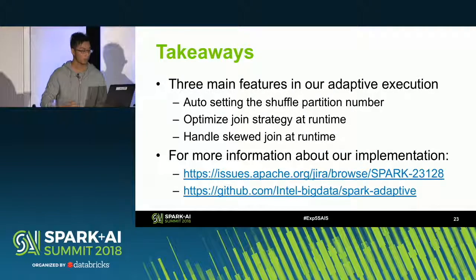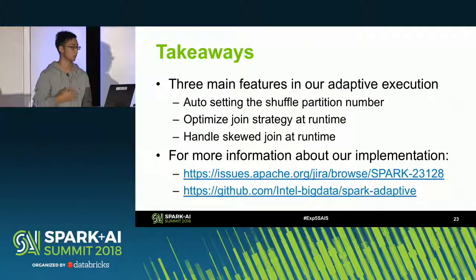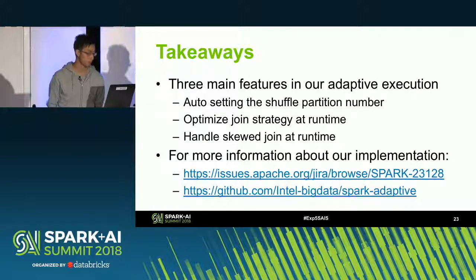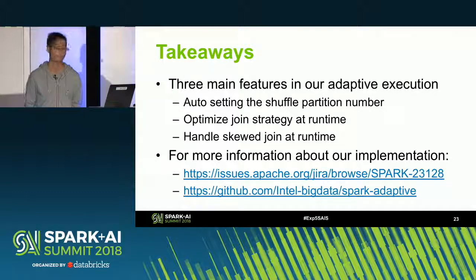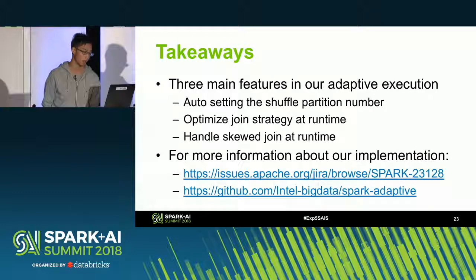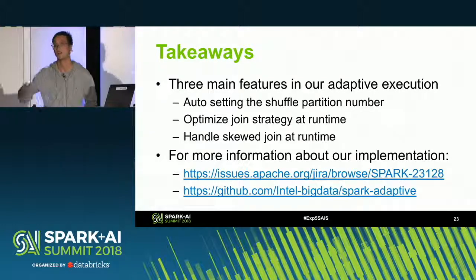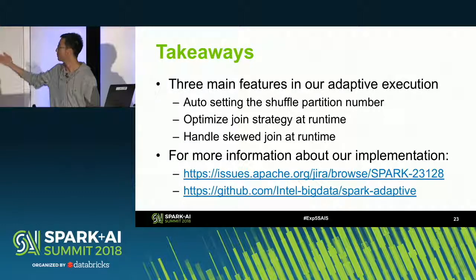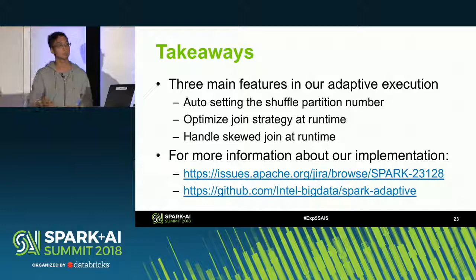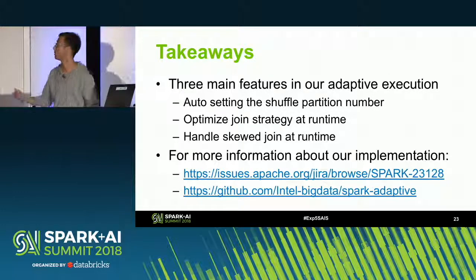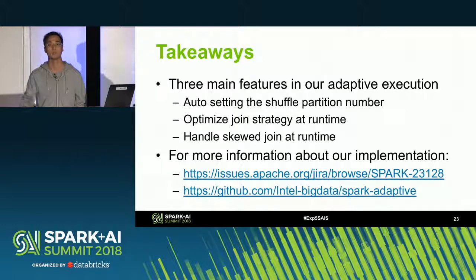So all of the work by Carson and me is now open sourced, and we also gave some pull requests to the current Spark master, and the Jira number is SPARK-23128. If you're curious about our features and want to try them in your own environment, please check it out. And also we are working to commit to the master, and the committers are now reviewing the adaptive execution.